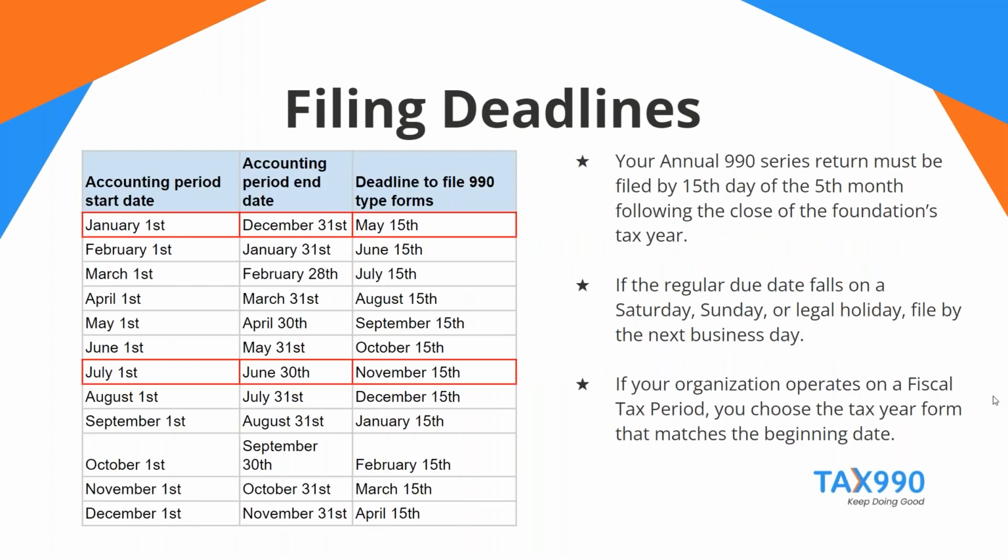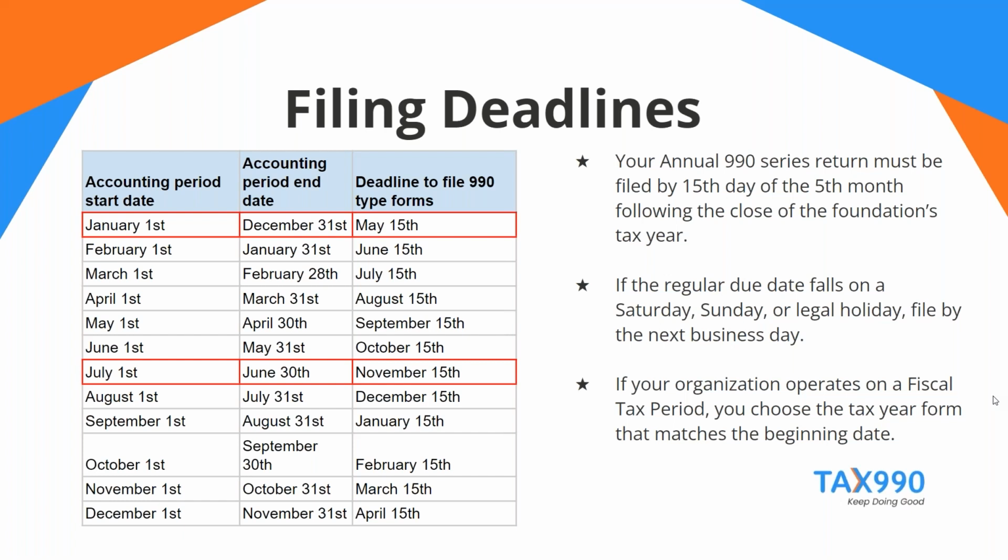So now that we've reviewed the annual filing requirements, let's take a look at the filing deadlines. As mentioned, an organization is required to file a return on an annual basis. The deadline to file depends on the organization's tax period. Not all organizations follow the same tax period. An organization's tax year can be any 12-month time frame. The deadline to file a return is the 15th day of the 5th month following the end of the organization's tax year. The most common tax periods are either January through December or July through June.